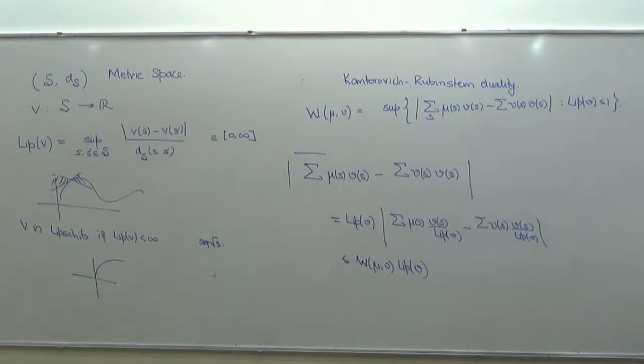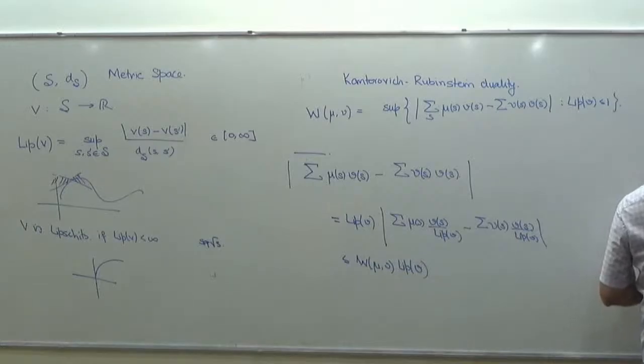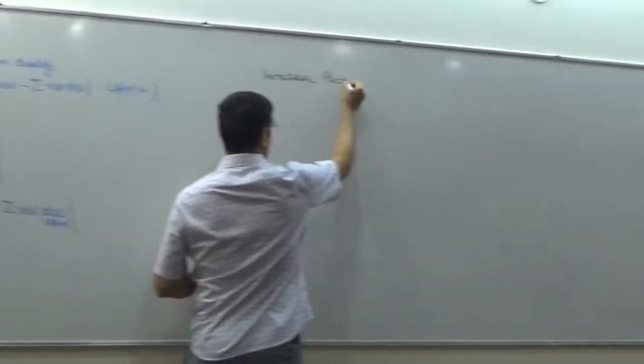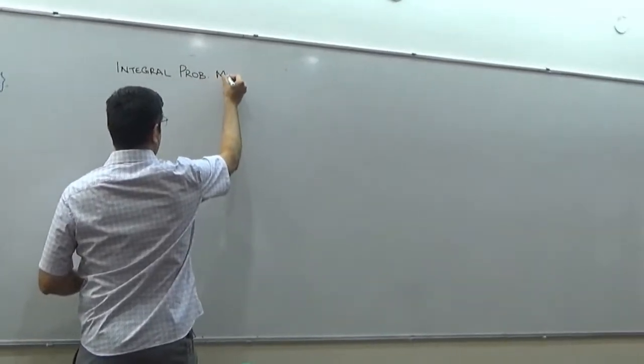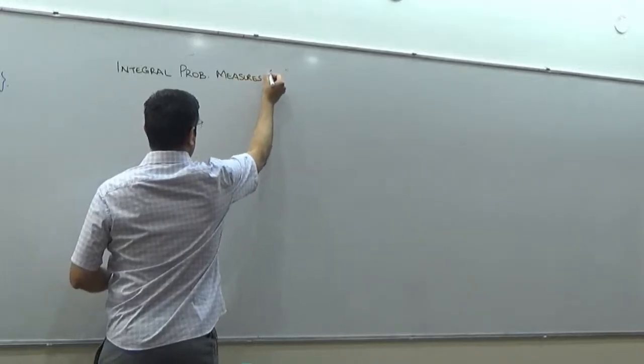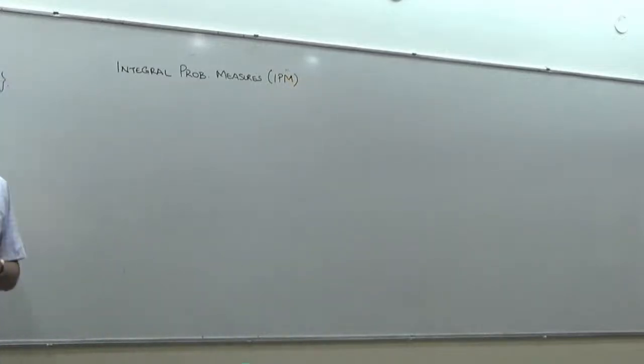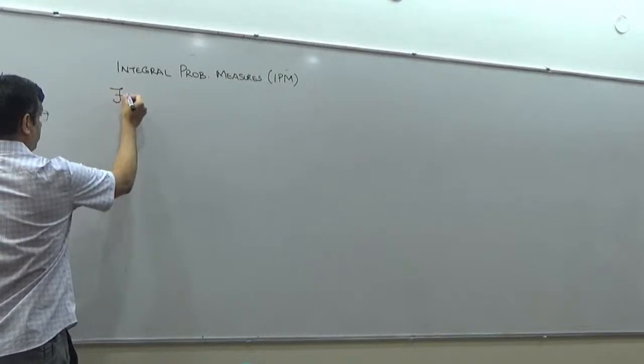Okay. So in probability theory, there is a general name for distances of this type. This is known as integral probability measure, abbreviated to IPM. This measure is defined with respect to some function class script f.